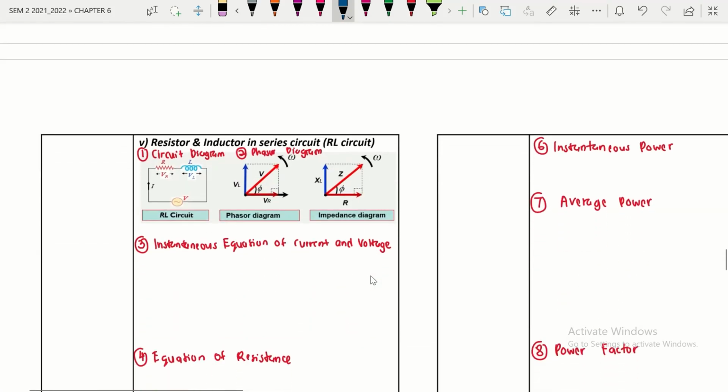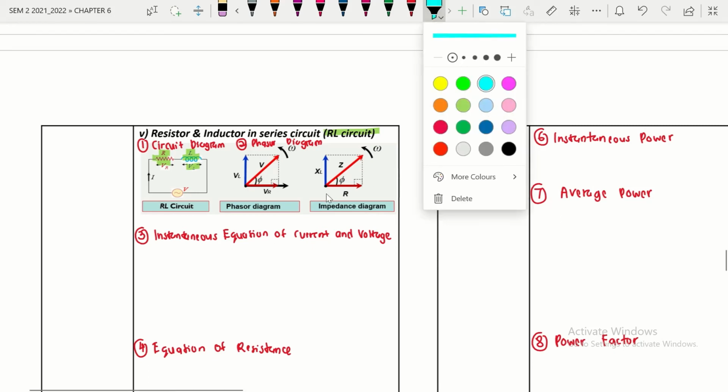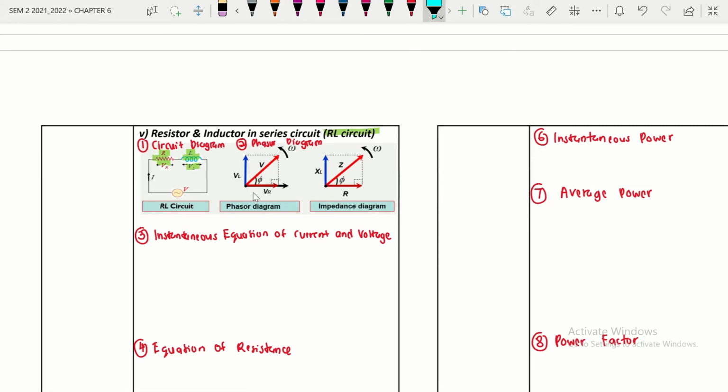Okay, now let's look at the RL circuit. So, RL circuit maksudnya dia akan ada resistor and also dia akan ada inductor. So, you akan ada voltage across resistor, voltage across inductor and also supplied voltage. So, this is the Phasor diagram. And then from the Phasor diagram, we will get the impedance diagram. So, I'm not going to reteach. Misal ajar dah tadi, so macam bosan. So, I'm just going to help you to fill in the handout je.